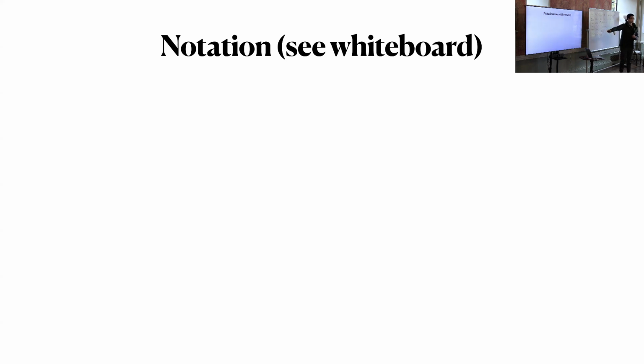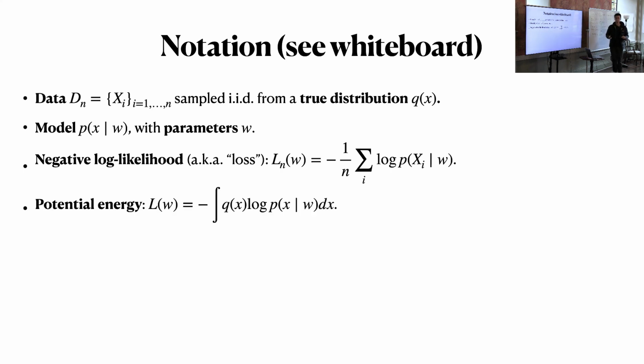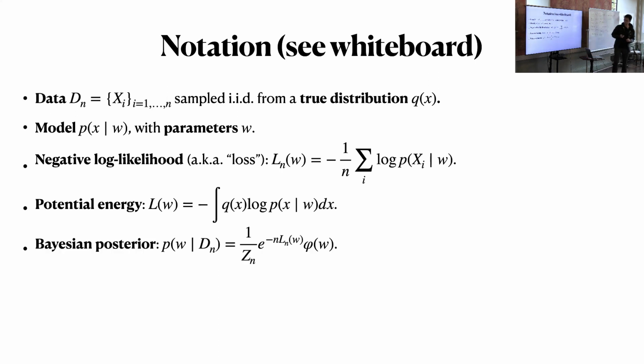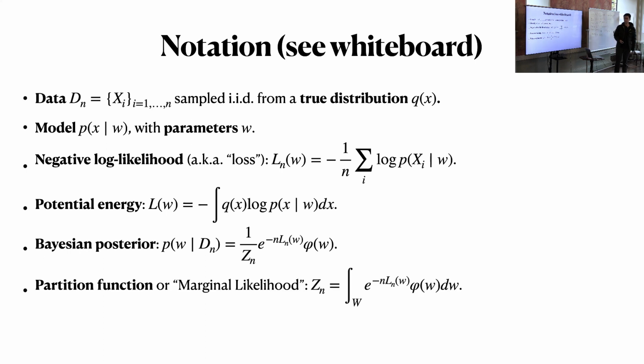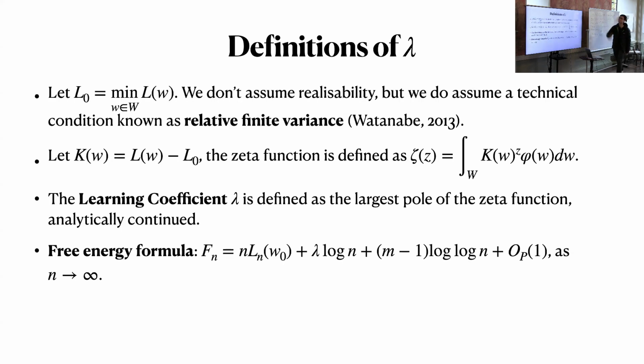Won't go through the setup of SLT. We have gone through that a lot. So there's data, there's model, there's a negative log likelihood. I will just use the word loss in the context of machine learning. There's a potential energy L, which is the average version of the loss over potential realization of data set. That's the Bayesian posterior. Z is a partition function. And then the free energy is negative log of Z. I'll point to it on the whiteboard later. Not going through it again.